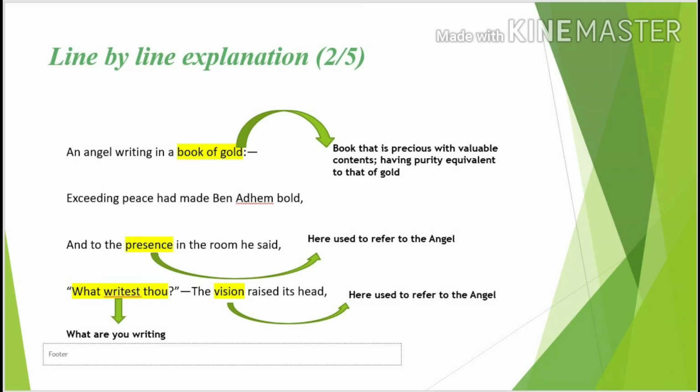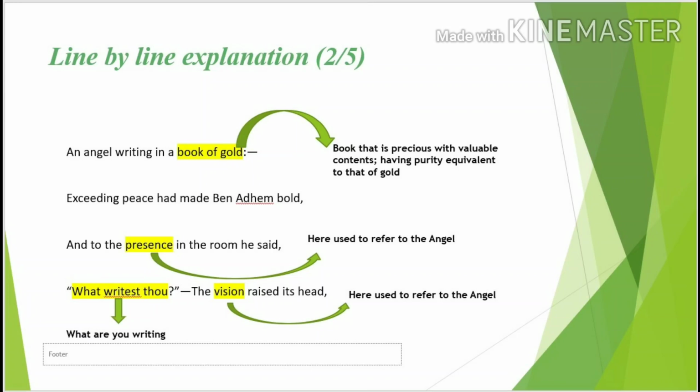You will say the angel is referred to as the presence in the room. The vision raised his head. So vision is another word which is used for the angel. The presence, the vision, these are the two words used for the angel.